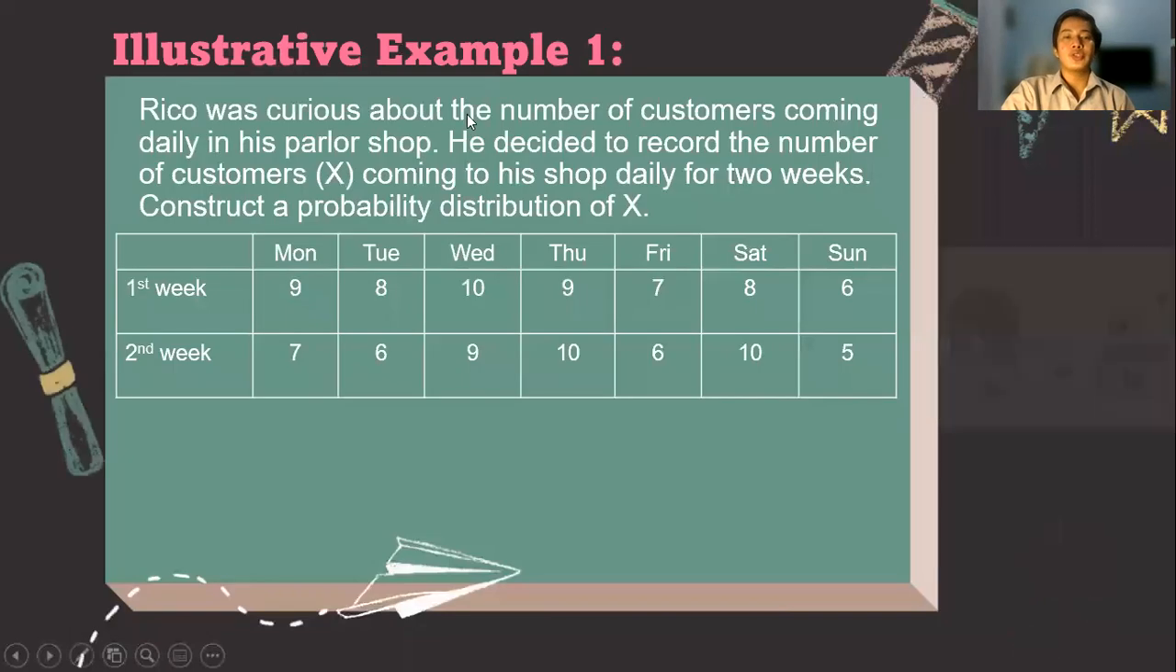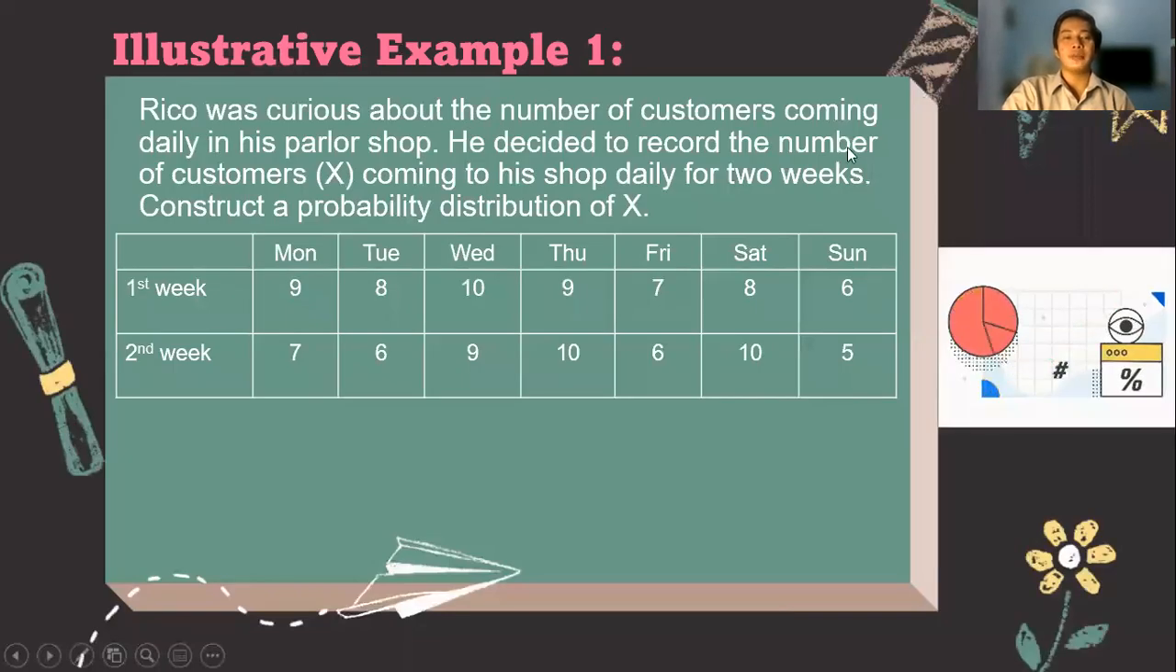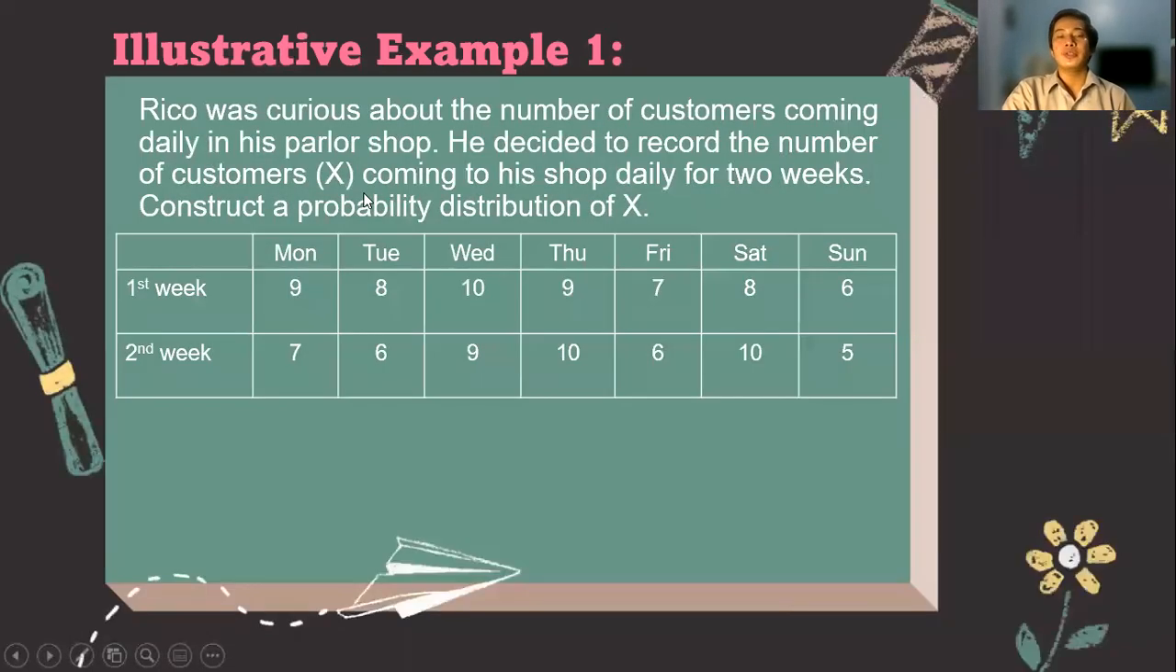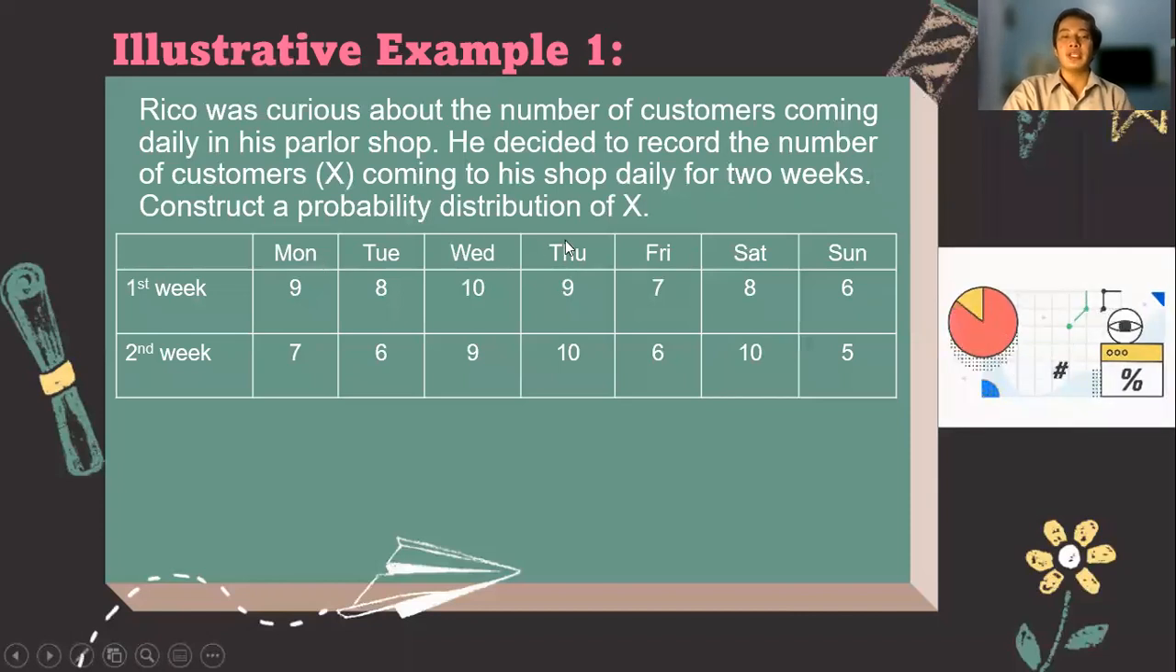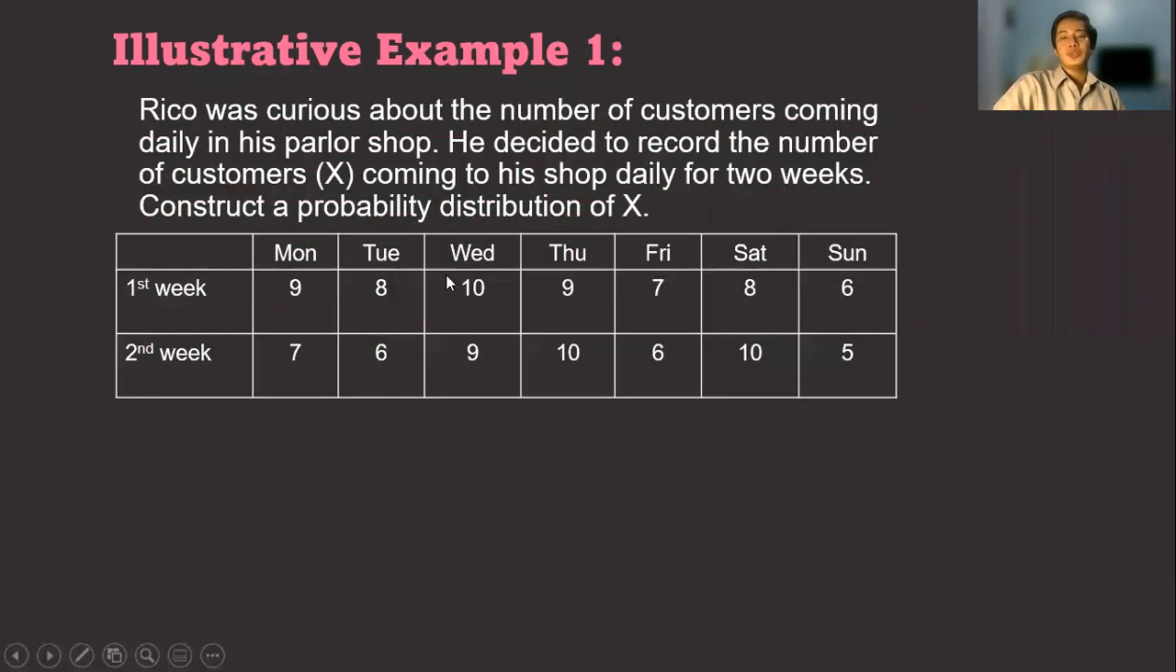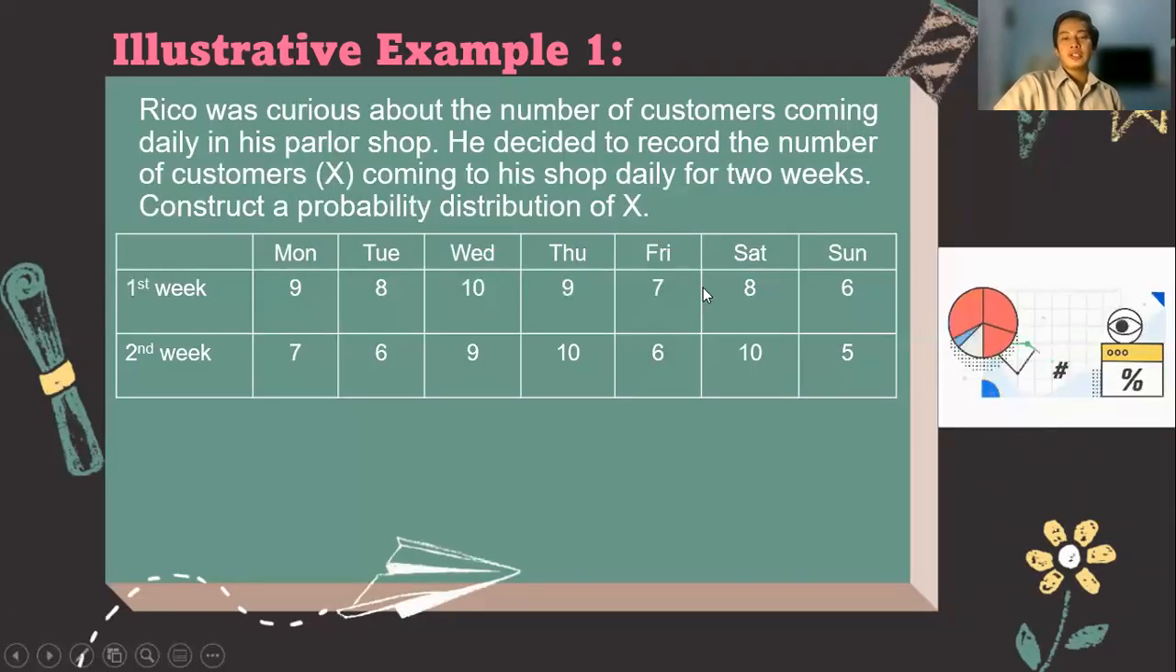Rico was curious about the number of customers coming daily in his parlor shop. So he decided to record the number of customers X, this is our random variable, coming to his shop daily for 2 weeks. So we will construct a probability distribution of random variable X, which records the number of customers. Based on the record of Rico, there are 14 days, or exactly 2 weeks of data that he gathered.